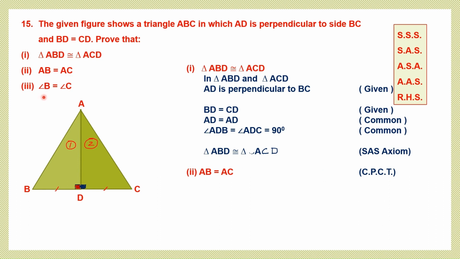Now we have to prove that angle B is equal to angle C. Now where is angle B? Angle B is here, this side, and we have angle C here on the other side. As you can see, these two are corresponding angles and they belong to two congruent triangles. So we can say that the two angles are equal because of CPCT. So we have answered all three questions and we have proved it all.